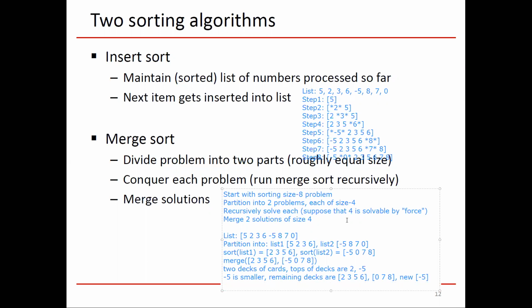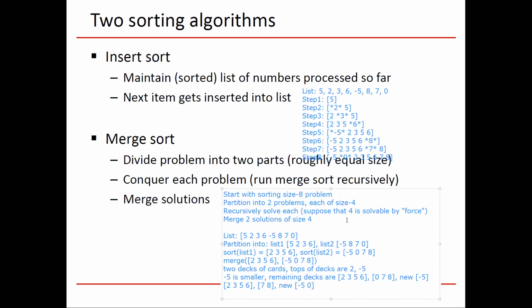In the next step, I'm looking at 2, 3, 5, 6. The first one is 2. I'm looking at 0, 7, 8. The first one is 0. 0 is smaller than 2. I put the 0 in my new deck after the -5. So now I have 2, 3, 5, 6, 7, 8, and the new one is -5, 0.